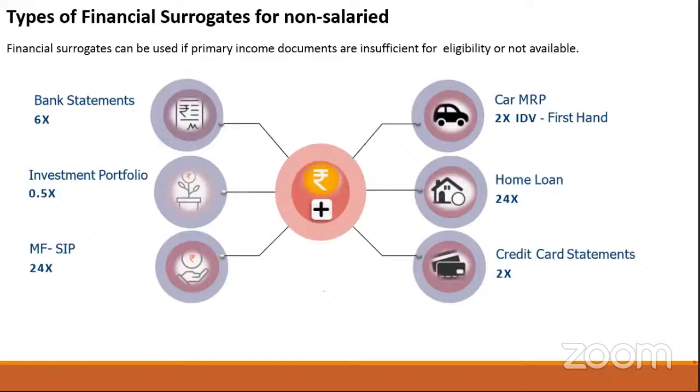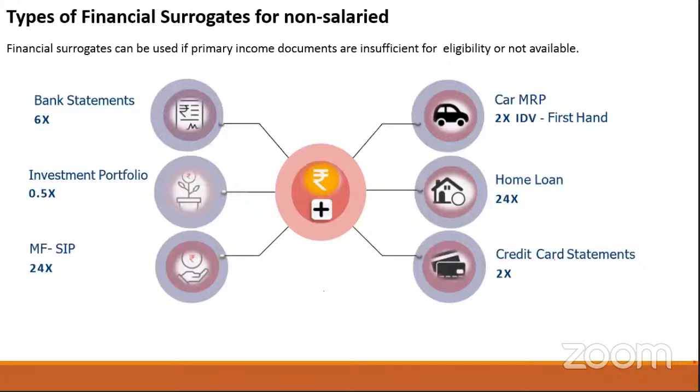What are actually surrogates? Let's suppose a customer is giving bank statements. So if there is some income in the bank statement, we can consider the average monthly balance into 6 times as the surrogate income. If the average monthly balance is, let's suppose, 20,000, then into 6 it will be 1,20,000. So if a customer has 4 lakhs of income plus surrogate of 1,20,000, it will be 5,20,000. So the criteria is met. In that case only we will be considering surrogate.